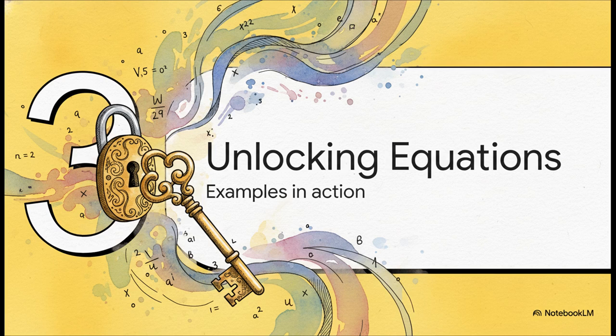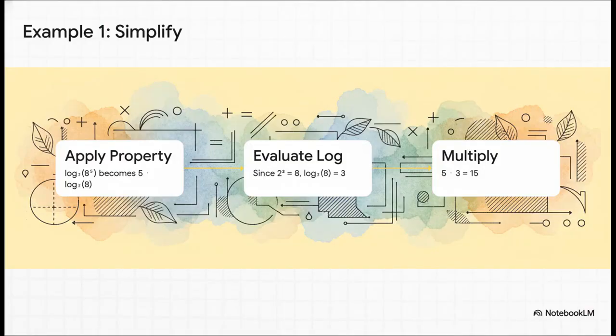Theory is one thing, but let's actually see this key unlock some doors. We're going to start with a pretty straightforward example and then build up from there. So first up, let's simplify log base 2 of 8 to the 5th power. Now, you could try to figure out what 8 to the 5th is, but why would you? Let's just use our new trick. We grab that 5 and bring it down in front. Now we have 5 times log base 2 of 8. And we know log base 2 of 8 is just 3. So our final answer is simply 5 times 3, which is 15.